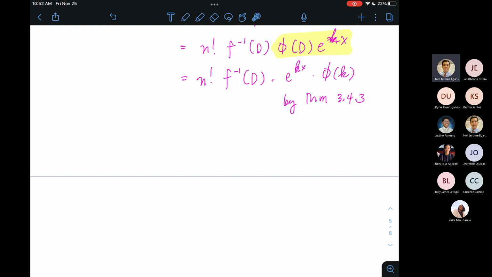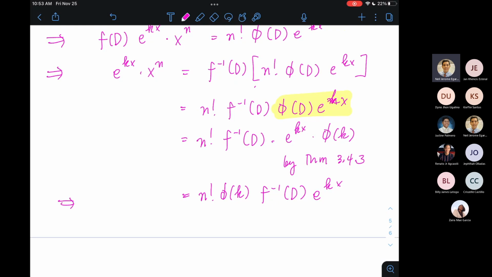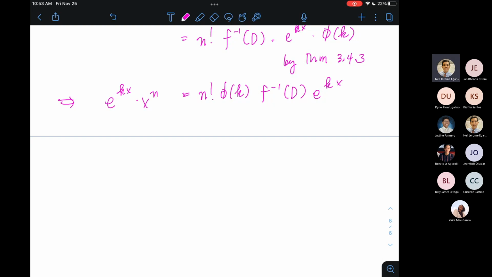Okay. And then what is phi of k? Phi of k is a constant, so it can come out of the inverse operator. So matitira lang sa loob ng inverse operator f inverse of d ay si e to the kx kasi siya lang yung may k, siya lang yung may x. Lahat ay constant na. So this is n factorial phi of k f inverse of d applied to e to the kx. And then I'll just copy the left-hand side over here. Okay? And then now I can divide both sides by this guy para ma-isolate ito sa right side. Then I'll flip the equation.